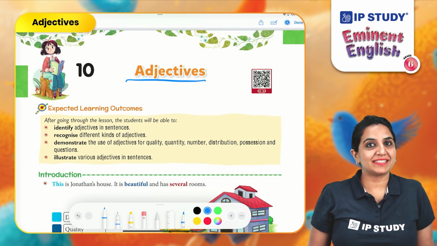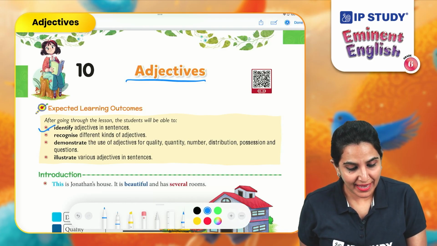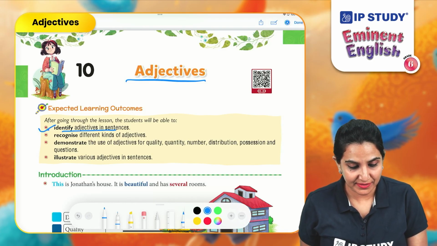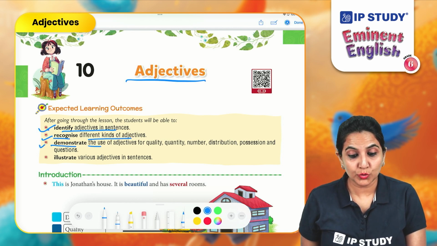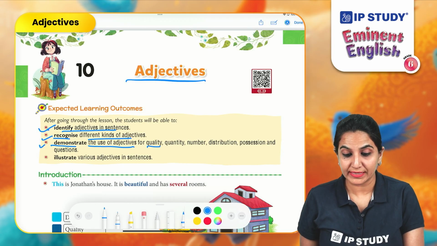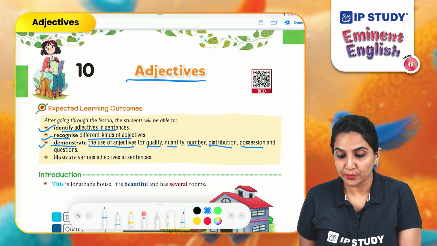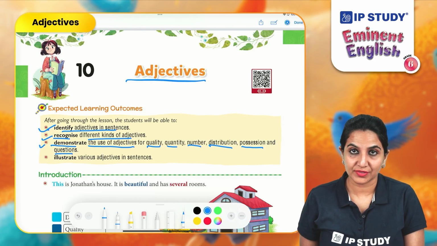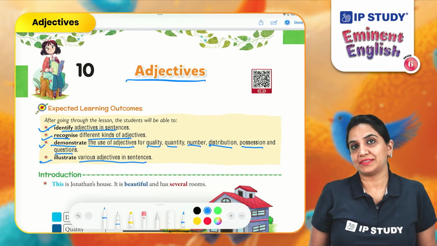By the end of this lesson, you will be able to identify adjectives in sentences, recognize different kinds of adjectives, demonstrate the use of adjectives for quality, quantity, number, distribution, possession, and questions. Illustrate various adjectives in sentences.